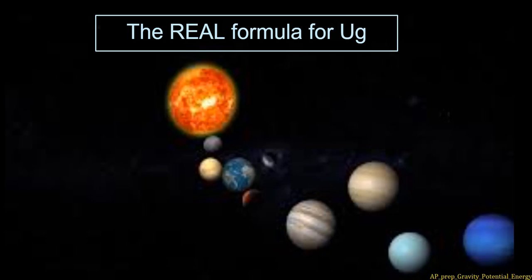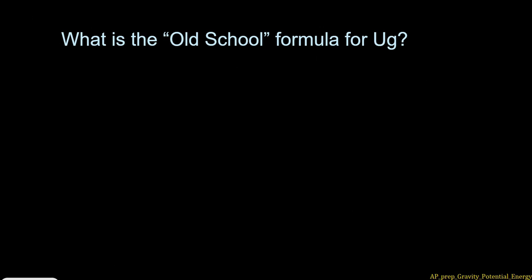All right, people, this is one of the more theoretical lectures, but I know you can do this, and reach out if you have any questions. So what we're going to dig into is the real formula for UG. Once again, I lied to you when I told you what the old school formula was. So let's start with that. Which of these options is the formula for UG that we have been working with so far?